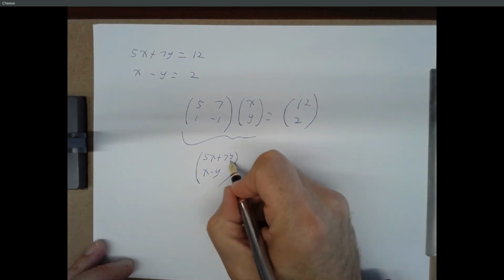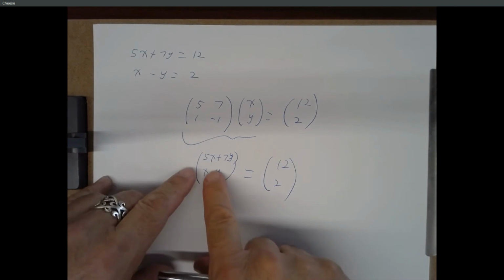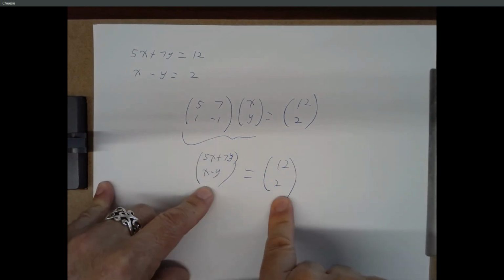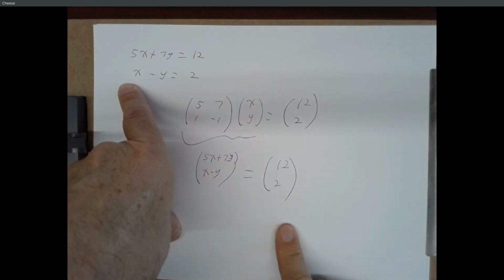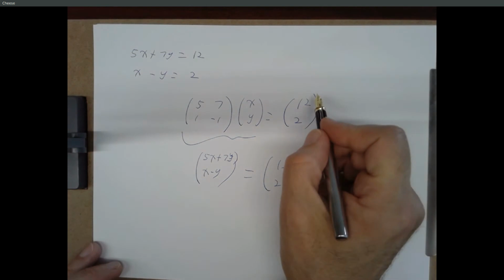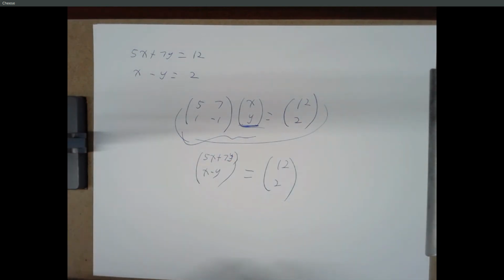And if we ask to make this matrix equal to 12, 2, that can only happen if 5x plus 7y is 12 and x minus y is 2. In other words, it can only happen when x and y solve this pair of equations. So if we write an equation like this, the question is, can we figure out what x and y are?